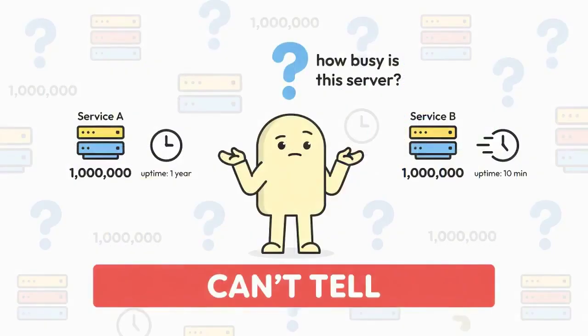Here's the trap with counters. The raw value alone tells you nothing. Service A reports HTTP_requests_total equal to 1 million after running for a year. Service B reports the same 1 million after running for 10 minutes. Same number, totally different reality. Ask, how busy is this server? And a counter alone refuses to answer.